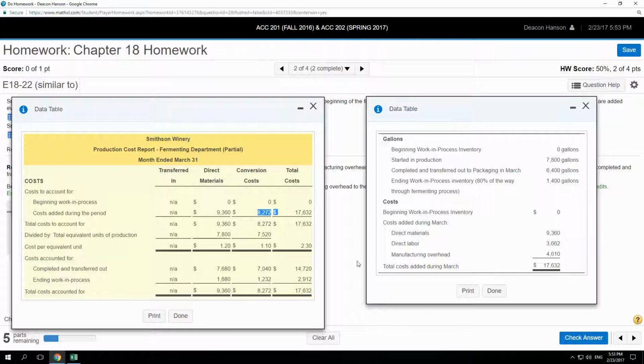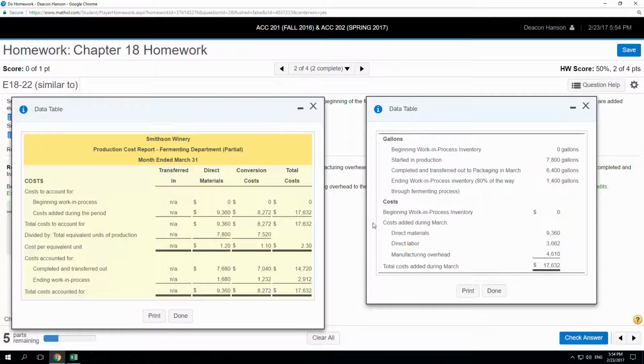And the one way you can remember that is you take material and you convert it into the end product by applying direct labor and overhead. So if you're using direct labor and overhead to convert that raw material into a product, then these two combined, direct labor and overhead, could be labeled conversion costs. They're the cost of converting this direct material to the end product.